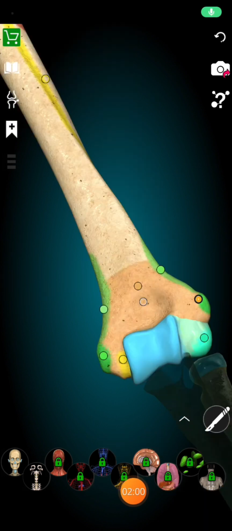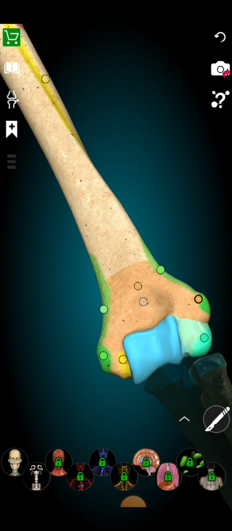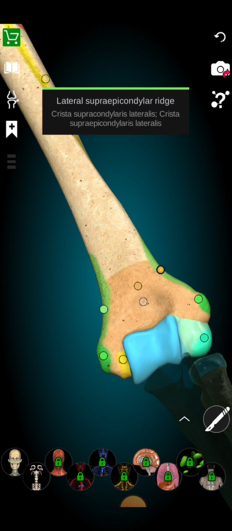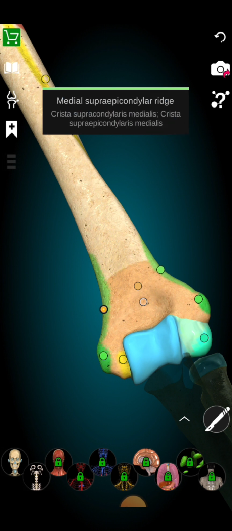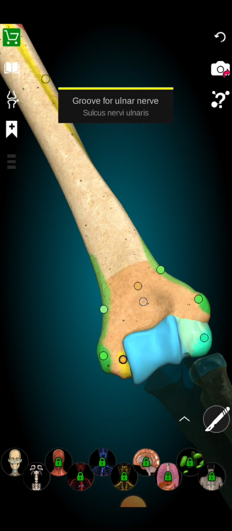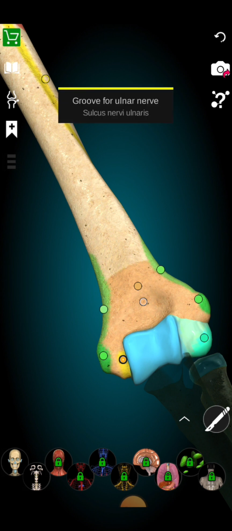Now, the posterior aspect of the lower end, let's see. This is the lateral area. So here we expect the lateral epicondyle. Above it, it has got the lateral supracondylar ridge. This is the medial epicondyle. Above it is the medial supracondylar ridge. Okay. This is a groove for the passage of the ulnar nerve. So if we have some injury near the medial epicondyle, the ulnar nerve can be injured.